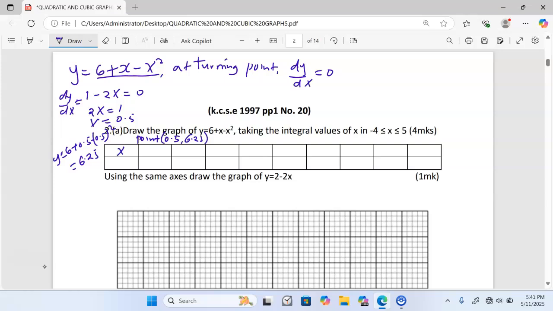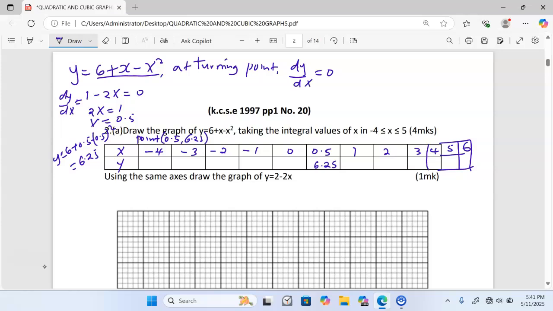However, we have a table having the values of x and y. The value of x is between -4 and +5. So we begin with -4, -3, -2, -1, 0. Then before we go to 1, let us include our turning point at 0.5 and 6.25. Then we have 1, 2, 3, 4, 5, and lastly 6. From there now we are good to get the values of y.